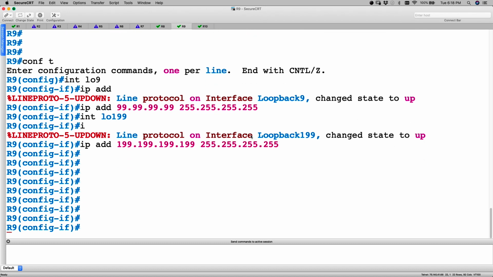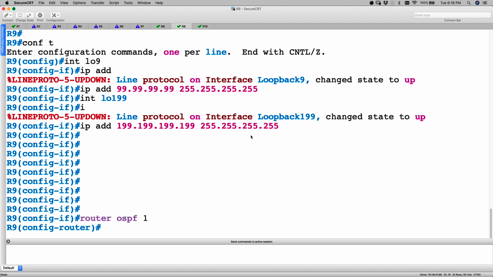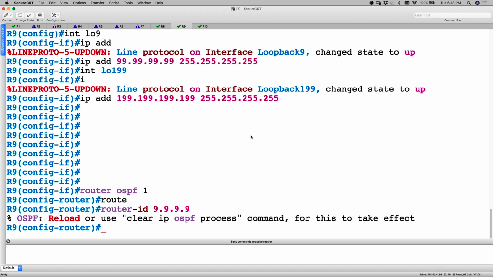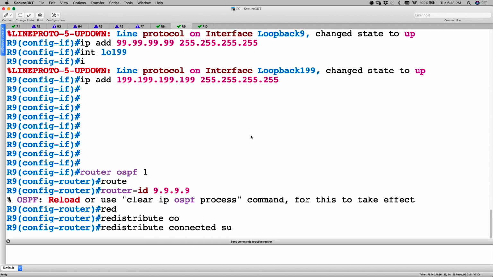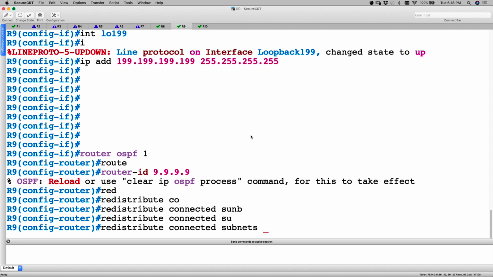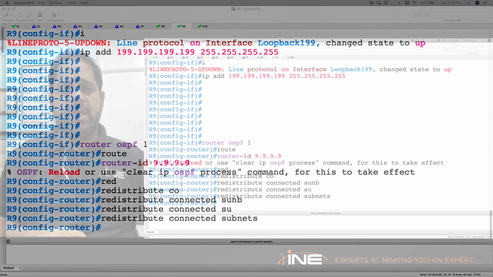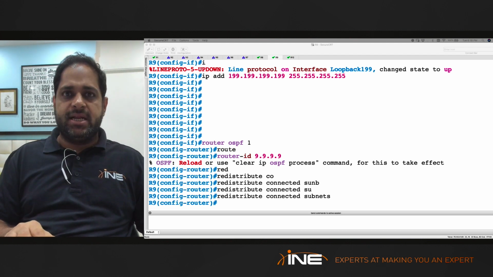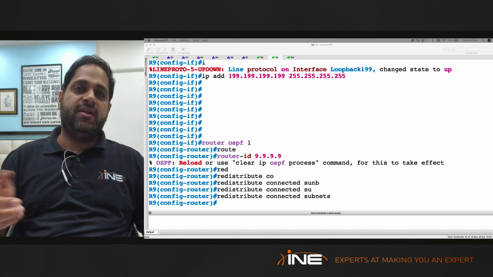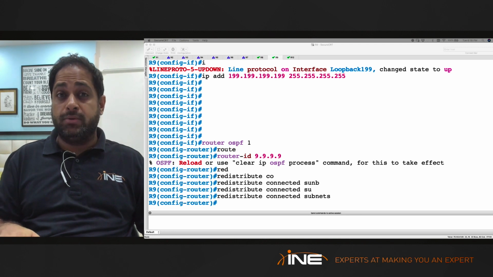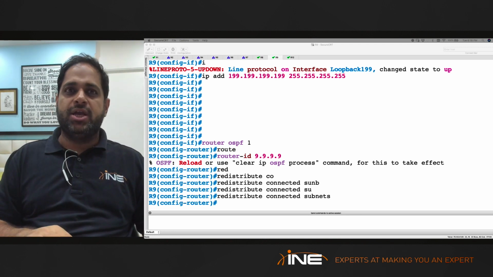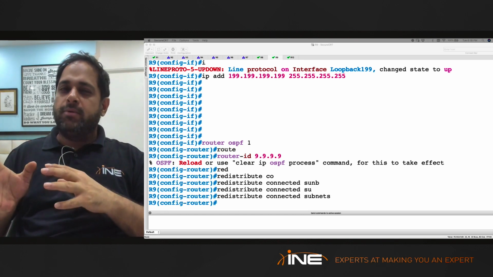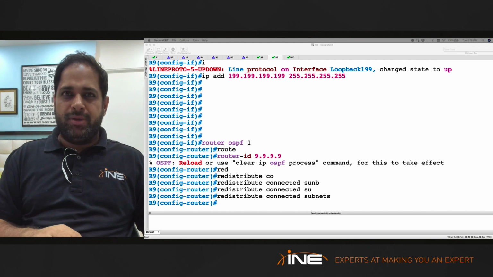So I have these two loopbacks, and I will go to my OSPF. Let's change my router ID to be 9.9.9.9, and let's redistribute connected subnets. Once I redistribute these routes, these two routes would be redistributed in OSPF, and since I did not specify the metric type, the default metric type would be E2 routes. So throughout my OSPF domain, I should see these routes. Let me quickly show you the routes in the routing table and also in my database.